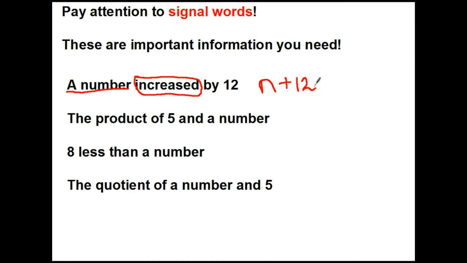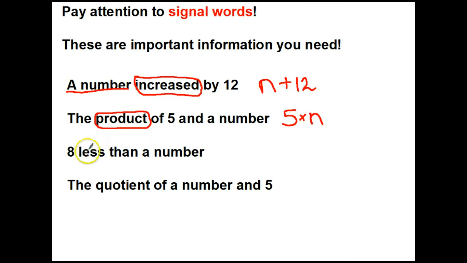The second one says "the product of 5 and a number." This is an important signal word, and you'll remember that product is the answer we get when we multiply. So this is a product of 5 times a number. I don't know what number, so we're going to use a variable again, and I'm just going to go with n.